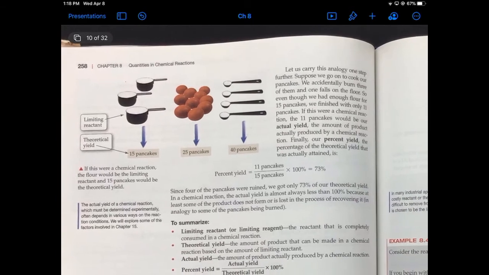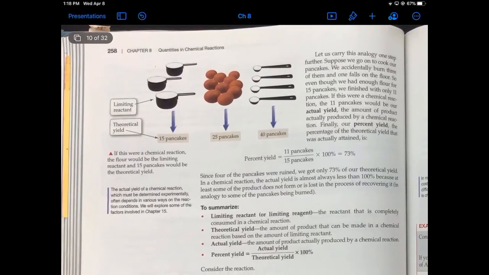Okay, let's carry this analogy just one step further. Let's say you actually go into the kitchen to do that, and you're in a hurry. Maybe Gordon Ramsay comes in and he's telling you you've got 10 minutes left to make these pancakes. And Gordon Ramsay's yelling at you, and you accidentally burn 3 of them. 1 falls on the floor. And so even though you had enough flour for 15 pancakes, you're really only finished with 11 pancakes. Because again, you dropped 3.